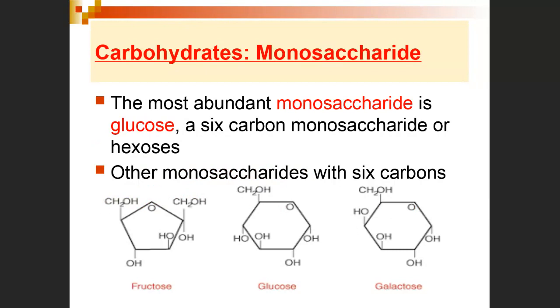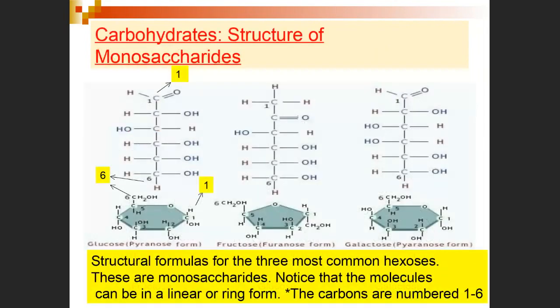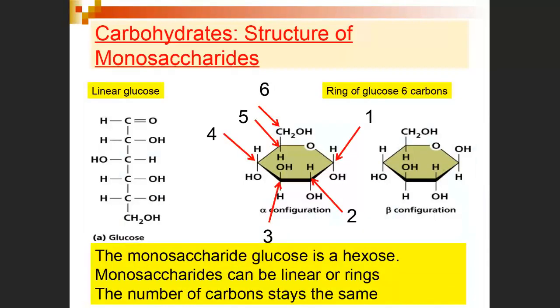So the main monosaccharide is glucose, which is a 6-carbon monosaccharide, also called hexoses. There are other monosaccharides that are 6 carbons, like fructose and galactose. So those are the 3 most common 6-carbon monosaccharides: fructose, glucose, galactose. And yes, you do need to know that. Again, those are the molecules in ring and linear form.